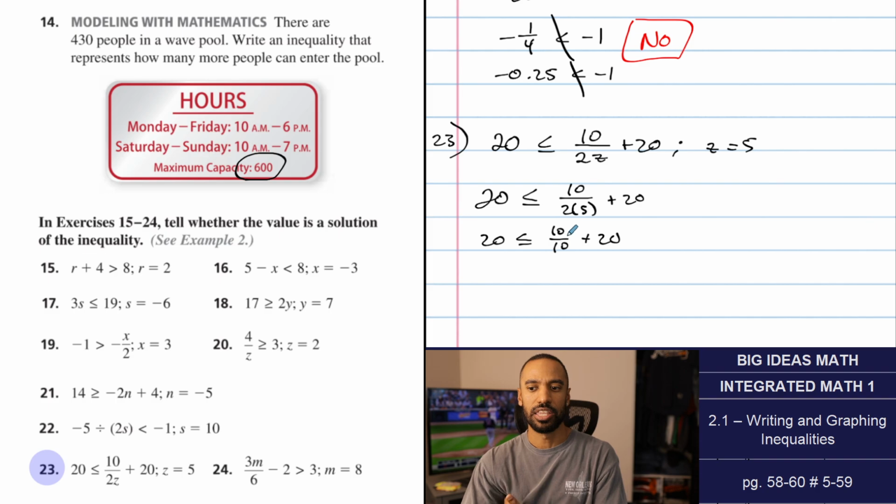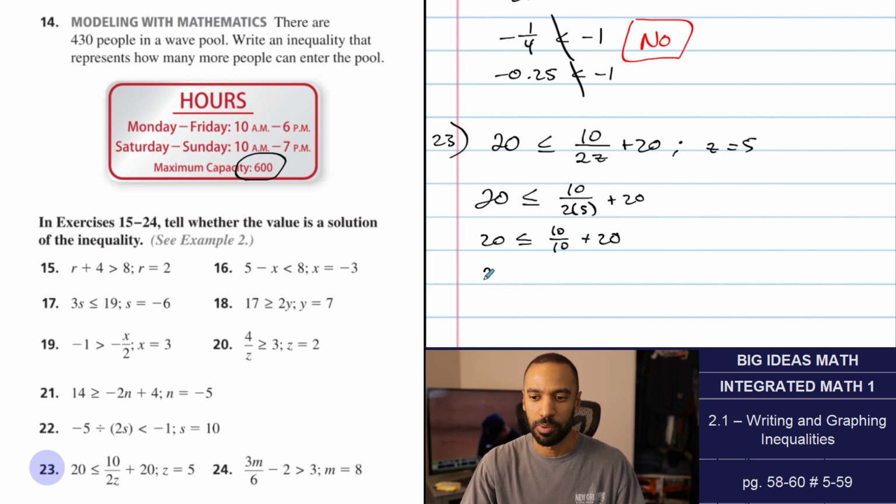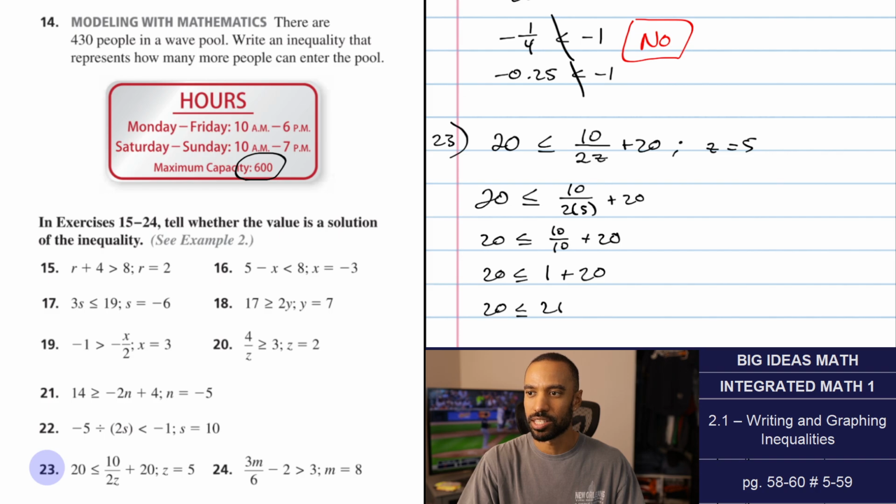Now, we got so used to saying these cancel out. Guys, they don't cancel out. 10 over 10 is 1, right? They divide to become 1. Sorry, I shouldn't say I got comfortable with that because I didn't. That is what it is. But 20 is less than or equal to 21. That sounds true, right? So that's a yes.